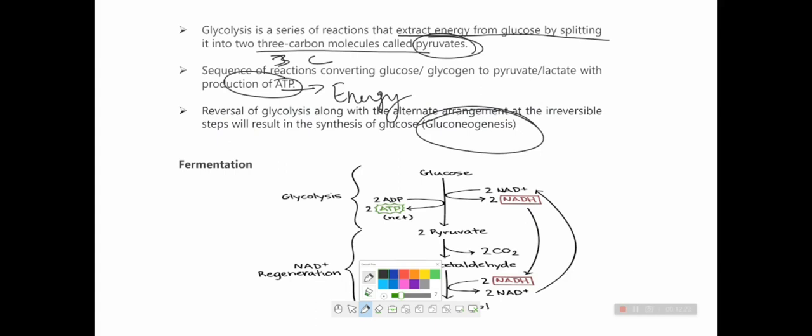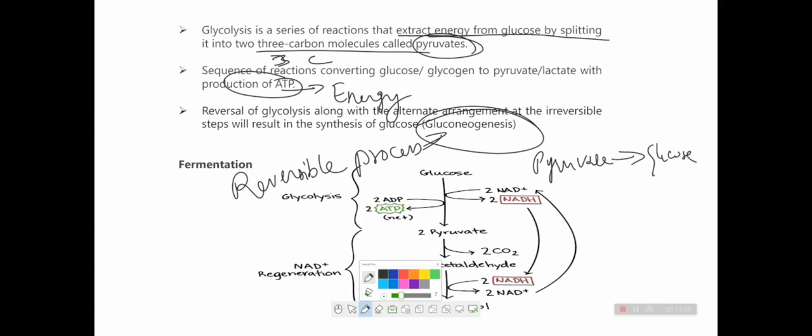Gluconeogenesis is nothing but the reverse process of glycolysis, that is from pyruvate to glucose. Okay, clear here?